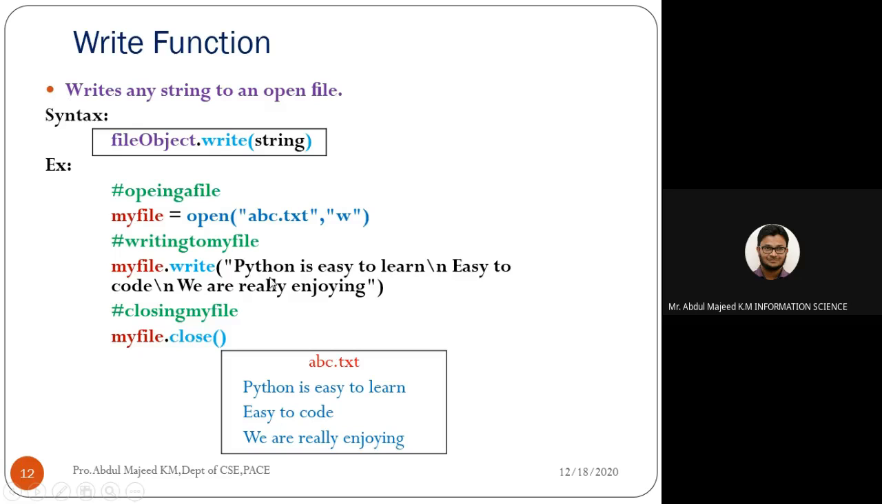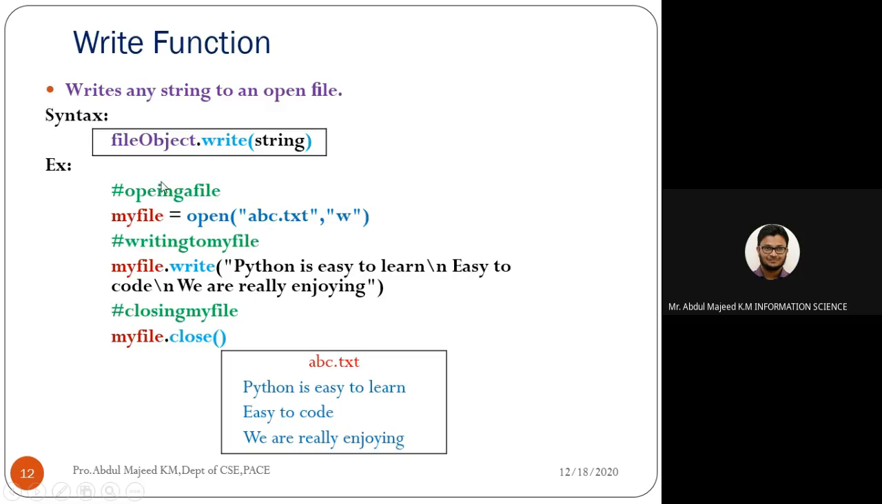You can write anything here. So I am writing: Python is easy to learn, easy to code. We are really enjoying. Here you can see backslash n, which means after writing this line, go to the next line, then write the second line, then move to the next line, then write the third line. Then after writing something to the file abc.txt, you need to close the file. So my file.close function will close the open file abc.txt.